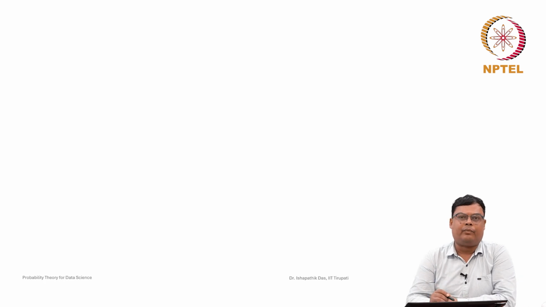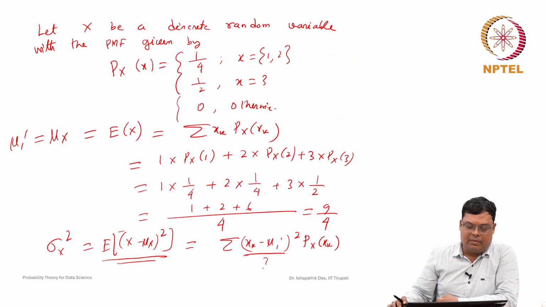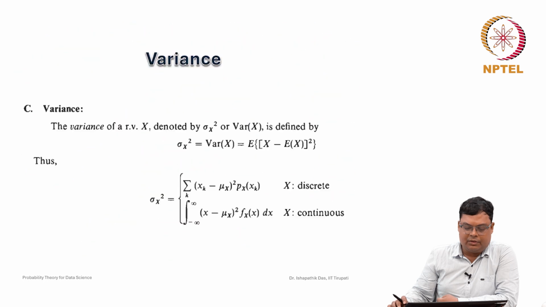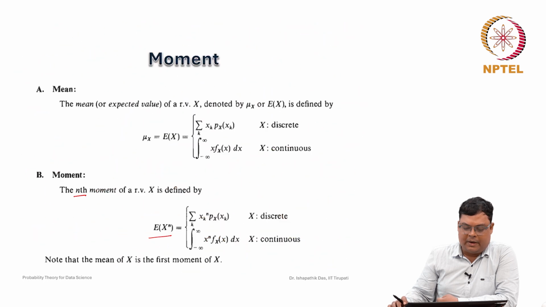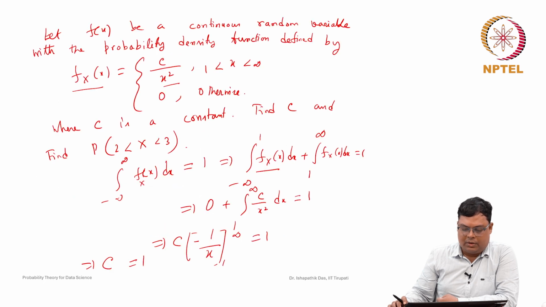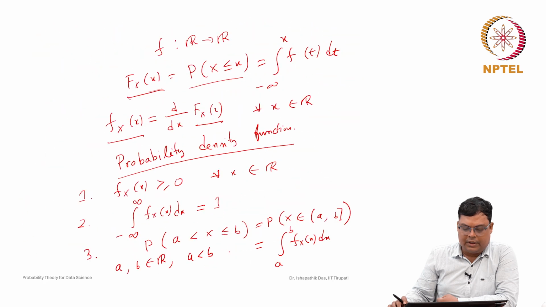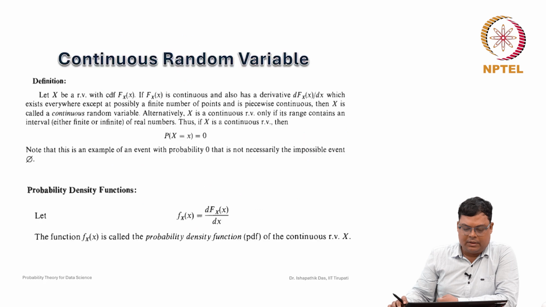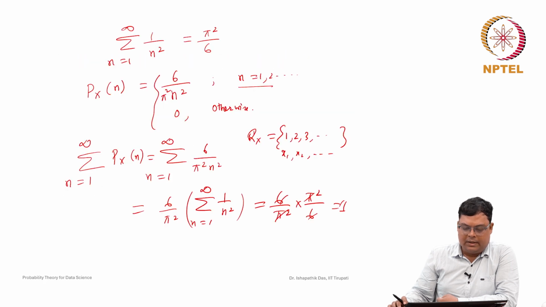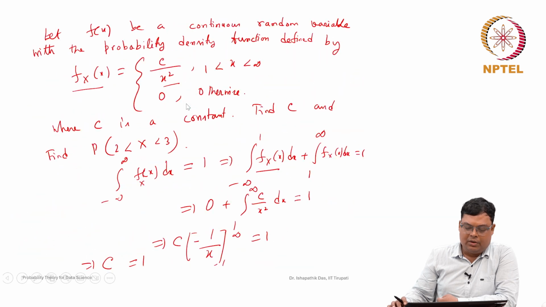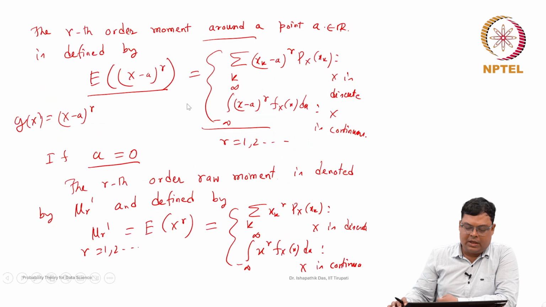Let us discuss another discrete random variable example we have already discussed. You can remember, this is for the infinite case, how we will do it. This is the discrete case here. You can remember this example: Px of n is nothing but 6 by pi square n square, for n equal to 1 to infinity, and 0 otherwise. So, what are the mean and variance? Let us consider this example.